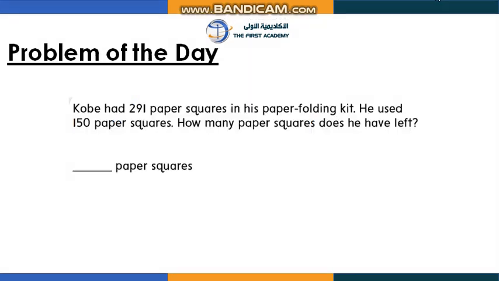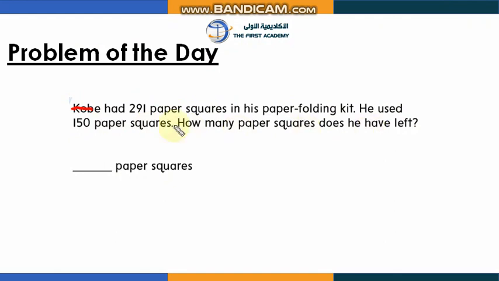So, everyone, let's move now to the problem of the day. Let's read the question together. I'm gonna give you some time to read. So, let's start. I want to change this name to Omar. So let's say Omar had 291 paper squares in his paper folding kit. He used 150 paper squares. How many paper squares does he have left?